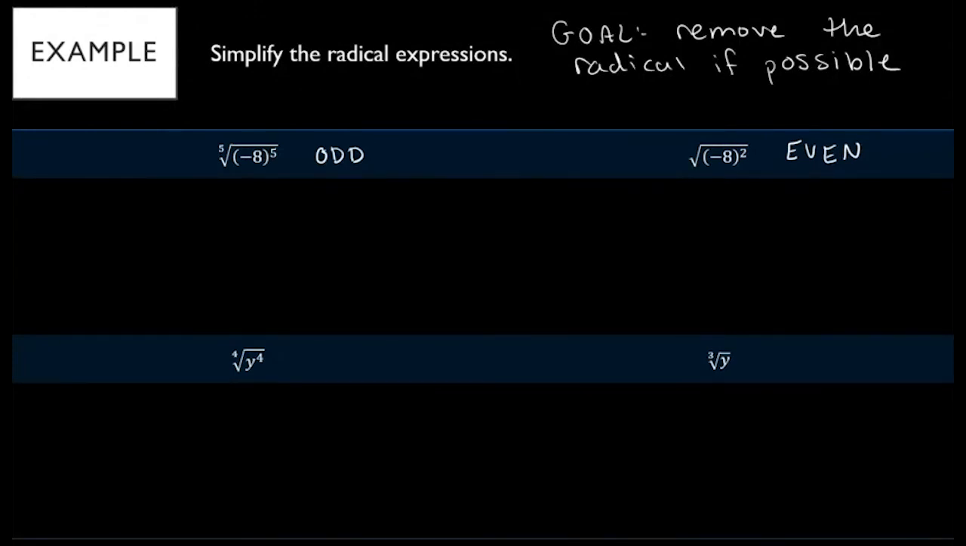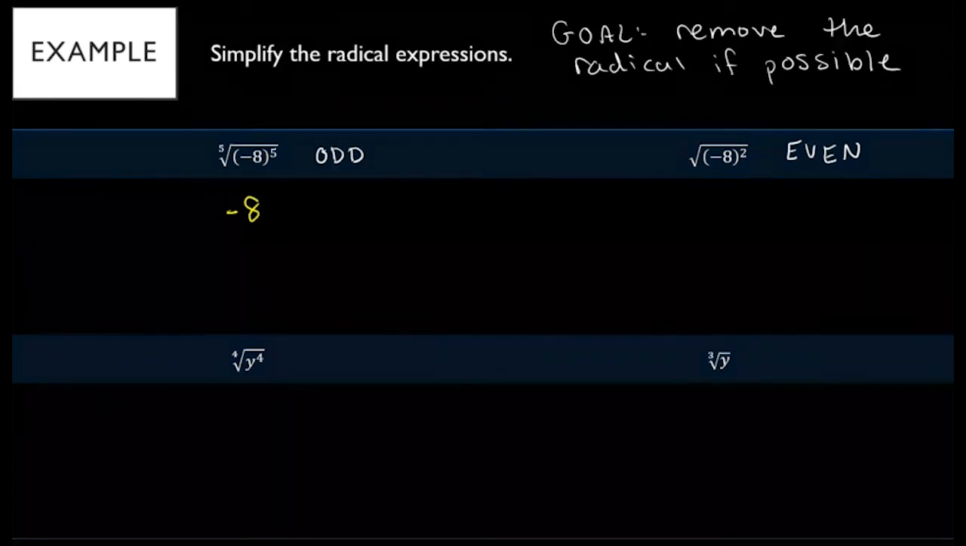So if it's an odd, we've got our 5th root of -8 to the 5th power. Those completely cancel out. When it's an odd, you do not have to take a square root, or you don't have to do absolute value. They just completely cancel out and you're left with -8.